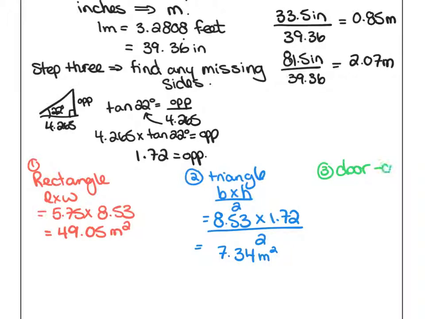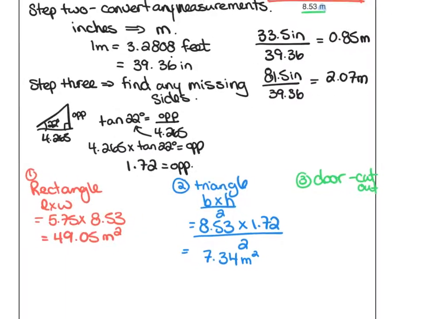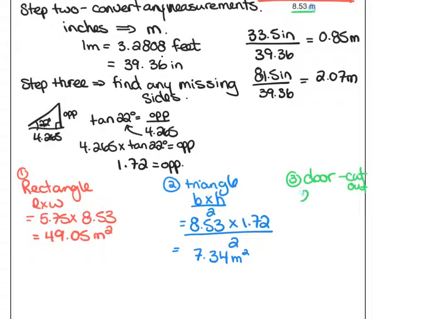And then I'm going to do our cutout piece, which is our door. That's cut out, so we're going to subtract that. And remember, we calculated those sides because they were in inches. It is a rectangle, so it's length times width: 0.85 times 2.07. And I get 1.76 meters squared. So now we have all the areas of each of our pieces.